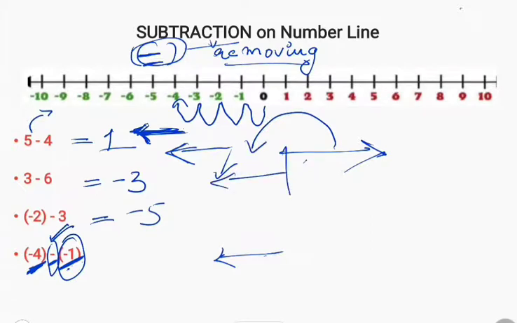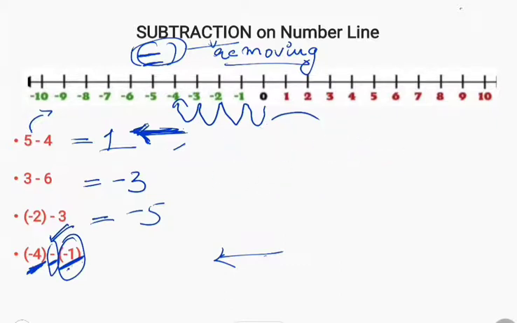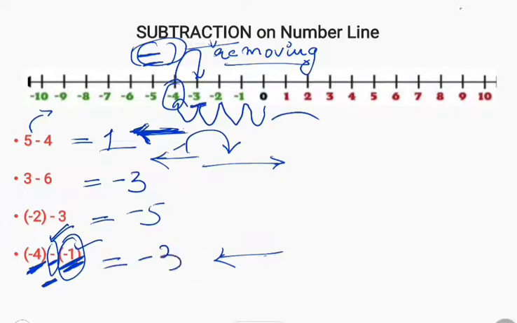But we are already moving on the left side in this case, because there's a minus sign over here. So when we are already moving on the left side, it says minus 1. When another minus sign comes, we have to change the direction. So we have to move on the right side now. And how many steps? 1 step. So from minus 4, we move 1 step on the right side. So we reach minus 3. So this minus 4 minus minus 1 becomes minus 3.